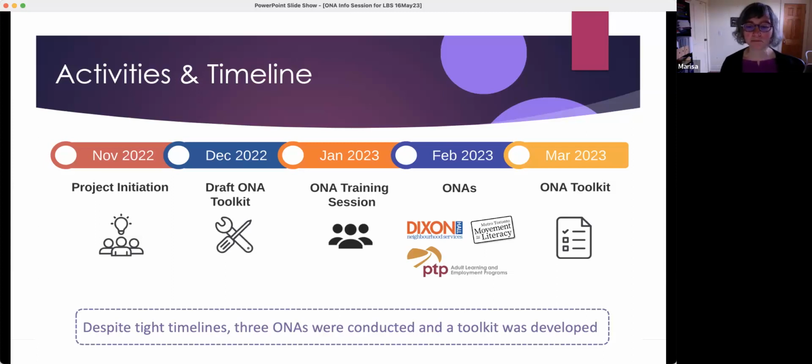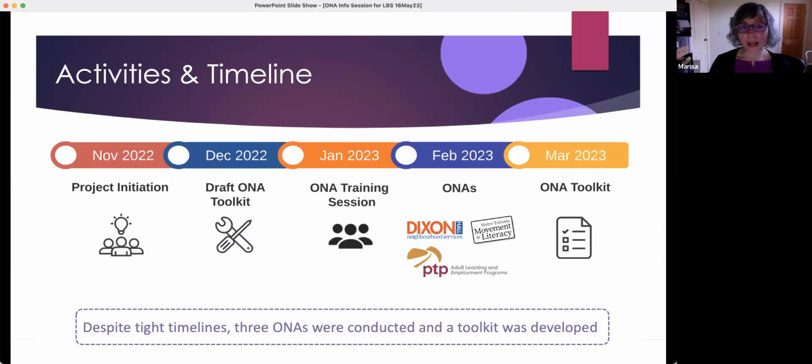The way the work was approached was that the first month focused on project initiation. Okay, what are we going to do? How are we going to do it? How can we get this done in 5 short months? December was the opportunity for us to draft the ONA toolkit, and I'll talk a little bit more about that shortly. In January, MTML delivered training to LBS providers on how to conduct ONAs.